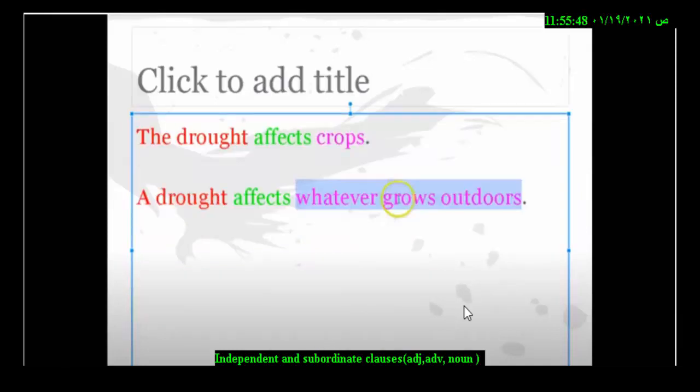Let's take another example. The drought affects crops. The subject in this sentence is the drought, and the verb is affects. And what does it affect? The crops. Crops here is a direct object. So if we replace this direct object with a clause, that means this clause will be a noun and it functions as a direct object because it receives the action. A drought affects whatever grows outdoors.